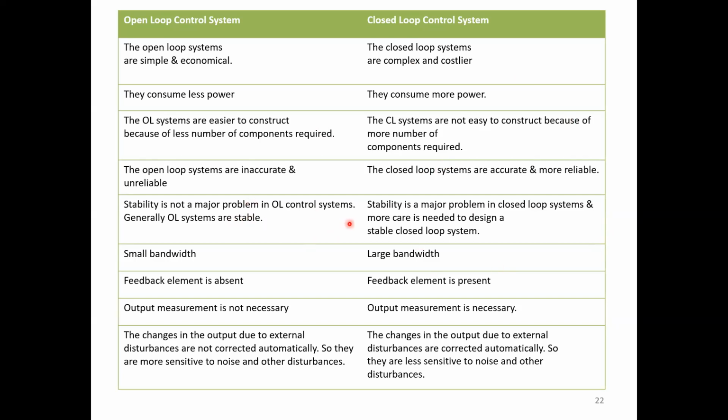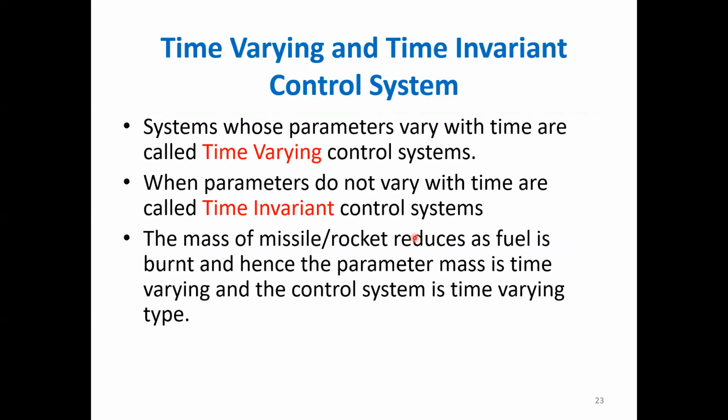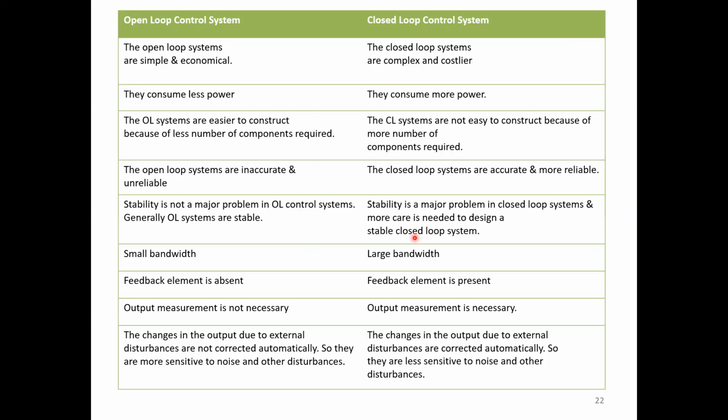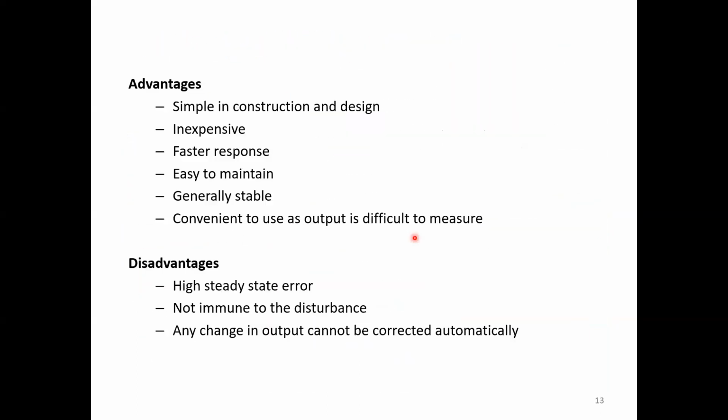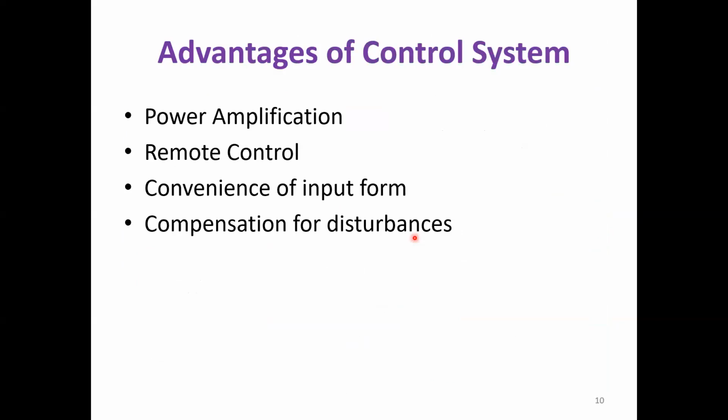So today I am closing here after this, up to 22 slides. From the next class we will start the time varying and time invariant systems. We will start slowly, no problem. Later we can speed up. So that is the open loop and the closed loop system.